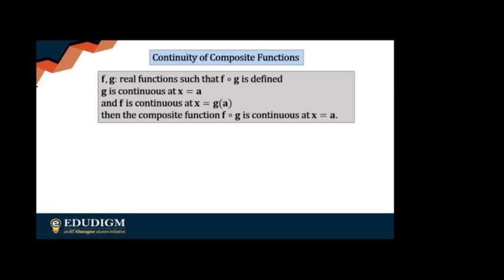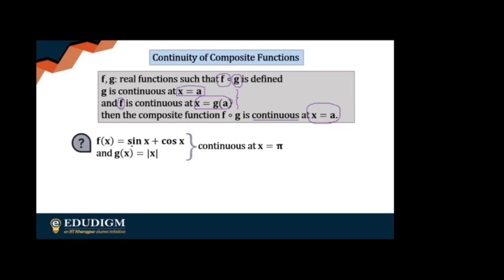g is getting operated first, so it's continuous at x equals a, and at g(a), f is continuous. I hope you understand: after g is done, then f will operate. That's why these are the reasons. So the composition of continuous functions will be continuous at x equals a. This is another result that we are doing for continuity. Simple. So let's take one example.